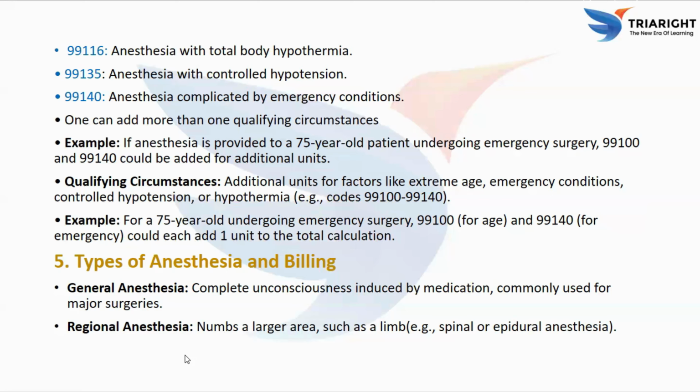Whereas regional anesthesia numbs only a large area of the body. The patient may be awake or lightly sedated. For example, spinal anesthesia for the lower body, epidural anesthesia for labor pain, and arm or leg blocks.